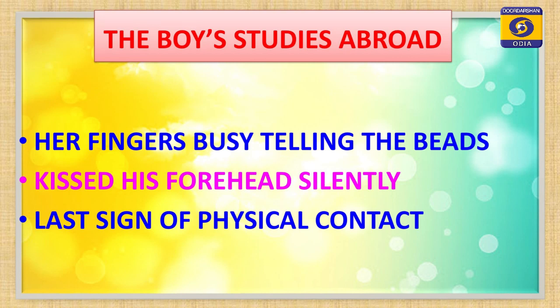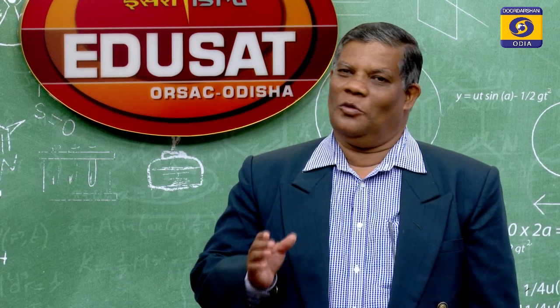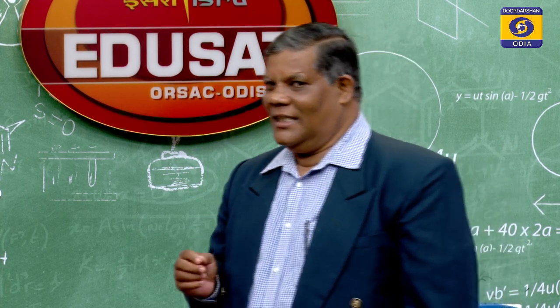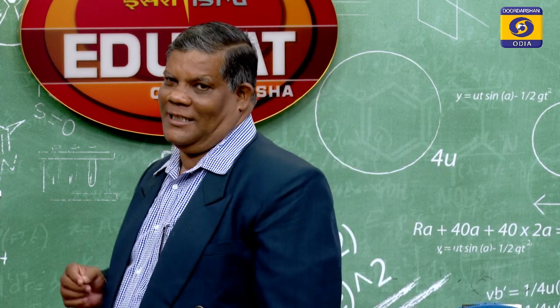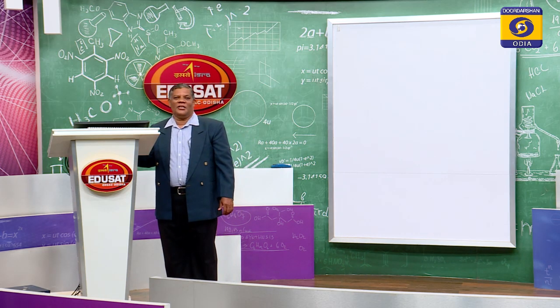The grandmother kissed the boy's forehead silently, and that was the last sign of physical contact between the grandmother and the grandson. Dear students, grandparents particularly should learn these things from the grandmother. Mothers today in our society should learn these things from this grandmother. The grandsons today in our society should also learn these things from the grandson. Khushwant Singh juxtaposes these two characters, the grandmother and the grandson, and how they give a message to the society to learn things.